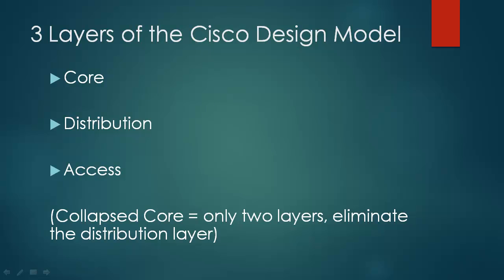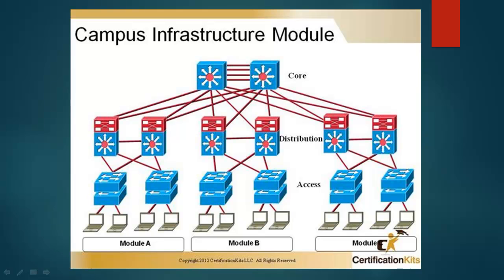All right, so Cisco's design model has 3 layers: core, distribution, and access. Now, in all reality, what you're typically going to see is what they call a collapsed core. There's only 2 layers, and in that we eliminate the distribution layer. But it looks like this. You've got your core layer, which is your backbone. This is where you'd have your biggest layer 3 switches, your routers, your firewalls, everything would be connected. Your servers would be connected to the core.